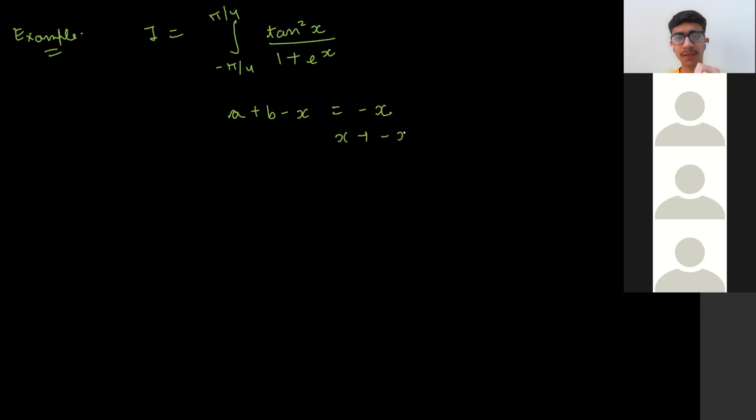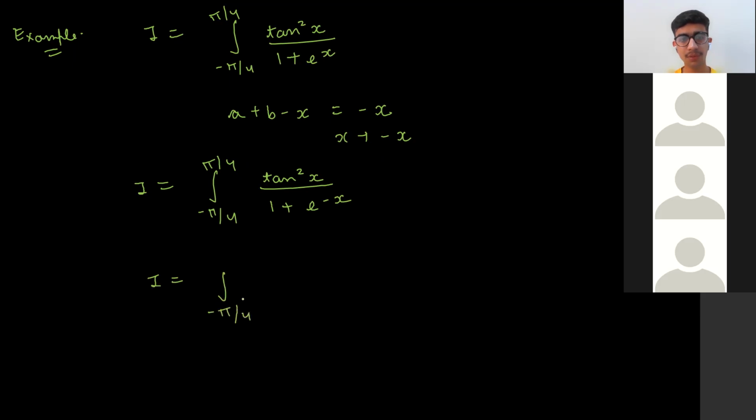So I can replace x with minus x. So I is the same as the integral from minus pi by 4 to pi by 4 of tan square minus x. So it remains tan square x only, divided by 1 plus e to the power minus x, right? So I is equal to the integral from minus pi by 4 to pi by 4. And when you solve this, you can write e to the power minus x as 1 by e to the power x. So this becomes e to the power x tan square x divided by 1 plus e to the power x. Understood till here?